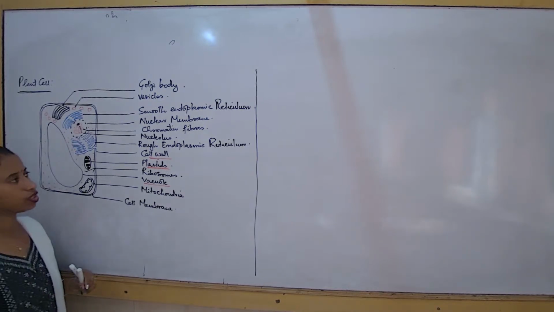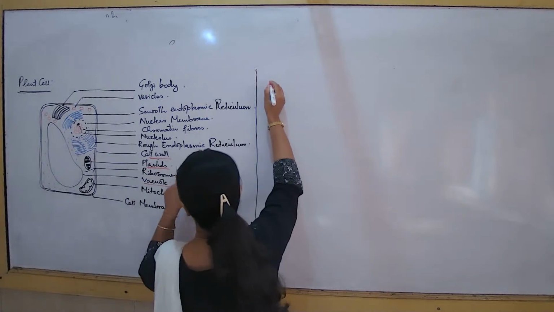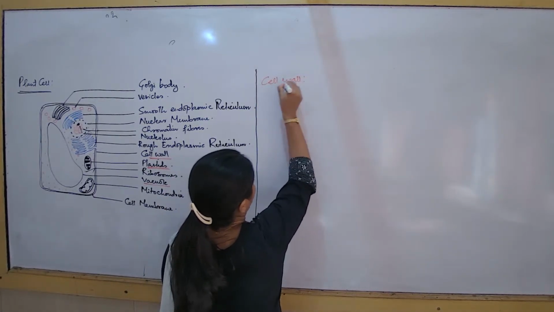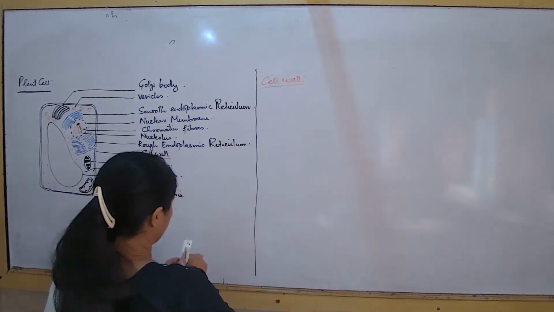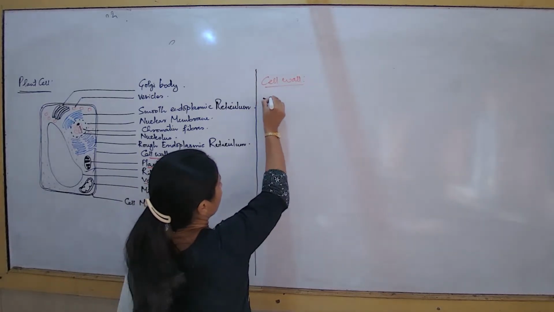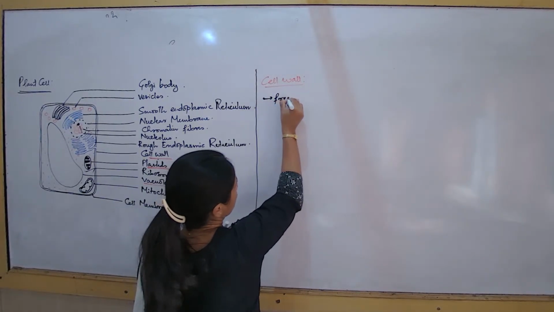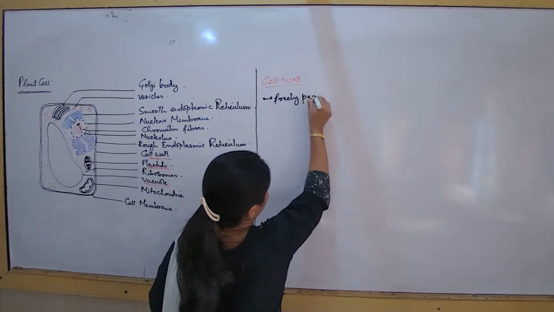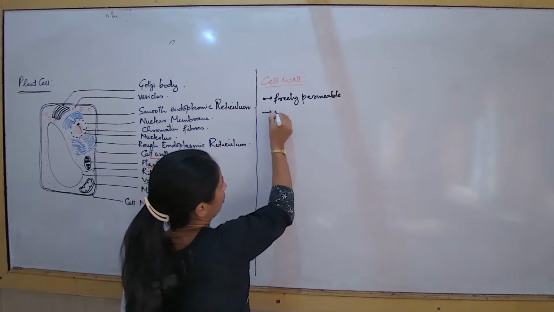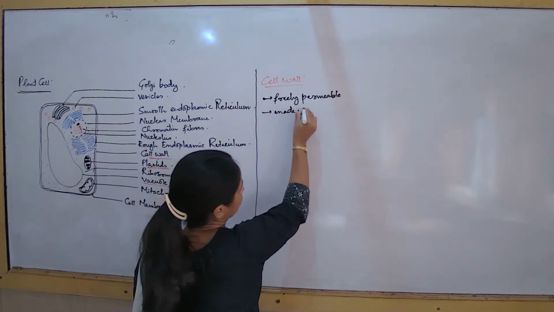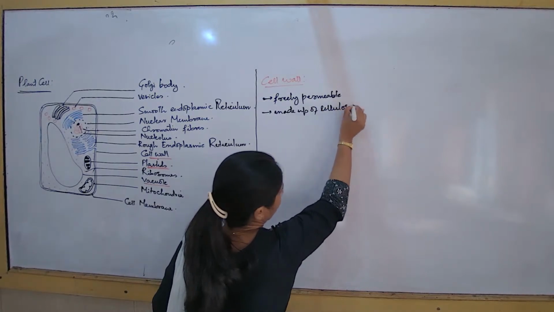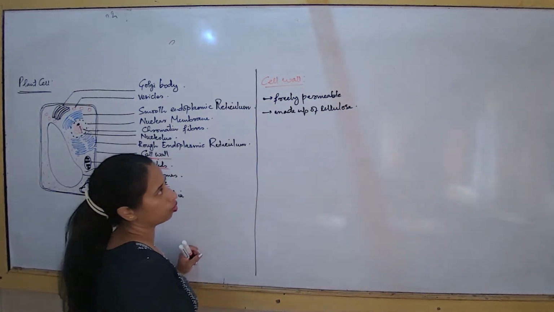Let us finish with the organelles first. What are some of the special organelles to understand? We were talking about the cell wall earlier also. Let me again repeat. What are some of the properties of the cell wall? The cell wall is freely permeable. This is one particular property that we understand. What is it made up of? It is made up of cellulose. The plant cell wall is made up of cellulose.